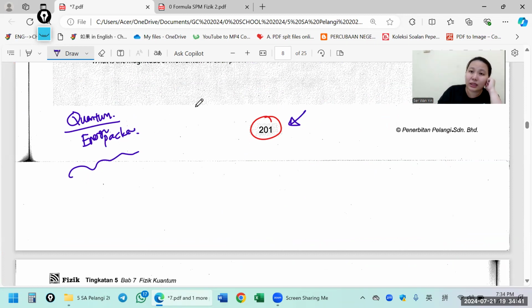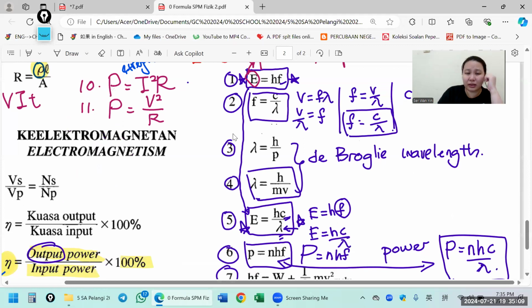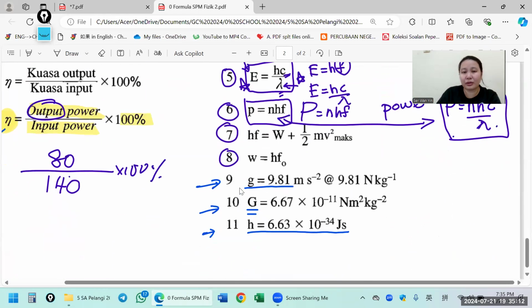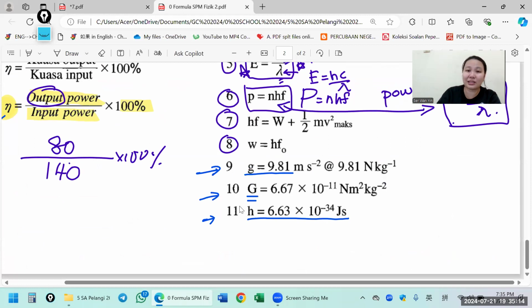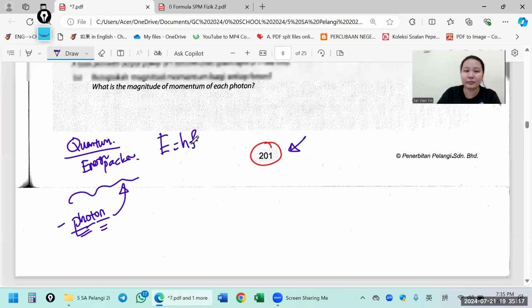So he then came to Einstein, who had the idea of the photon. So a photon is not an electron or proton or what. It's energy in a packet. So it gives the formula E equals hf. So h is the Planck constant. If you're not sure, you can find it in number 11, the last one, Planck constant.